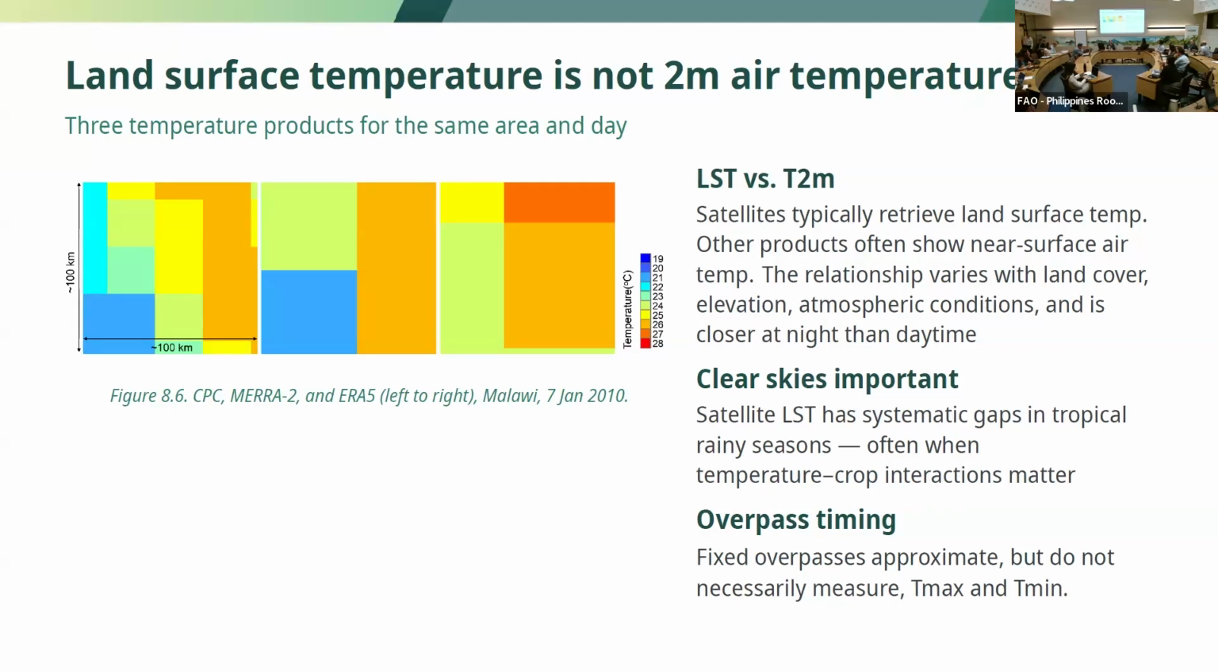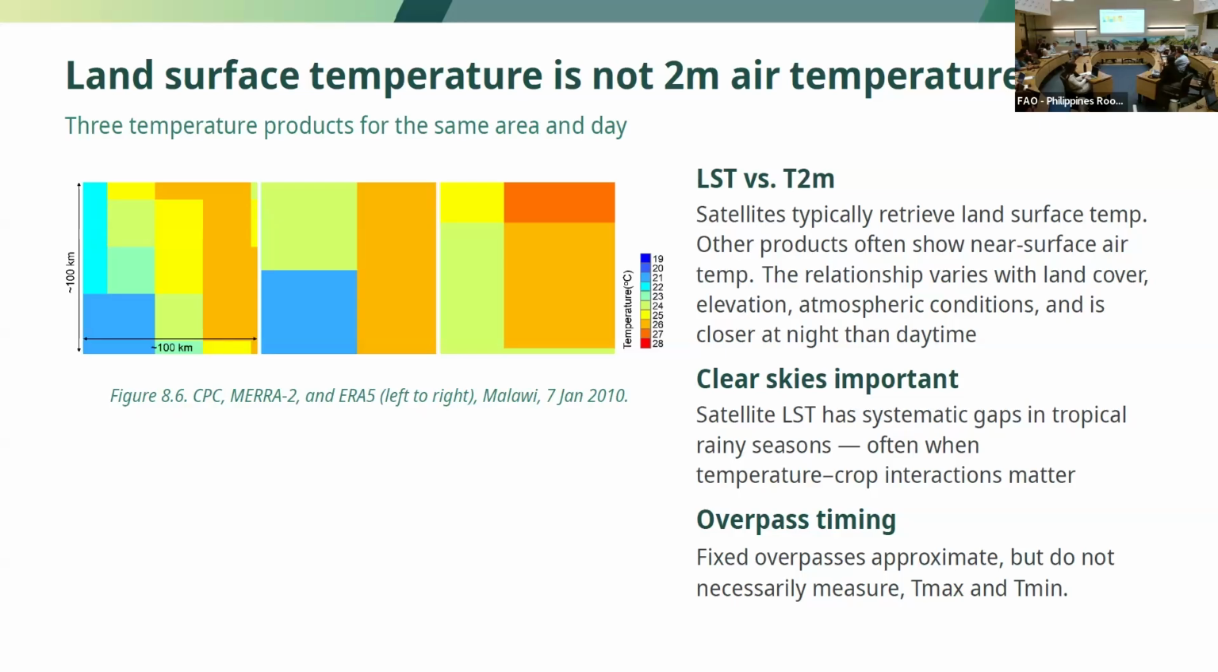As many of us have seen in other types of contexts, clear skies can be really important. Satellite-based land surface temperature can have systematic gaps, particularly in environments where you have a lot of cloud cover, so tropical and rainy ones. And this can also be a time period when, for example, temperature and crop interactions can matter, and you want to measure these variables.